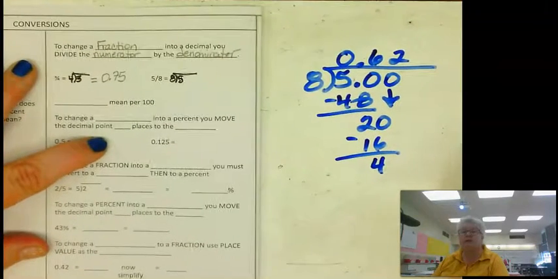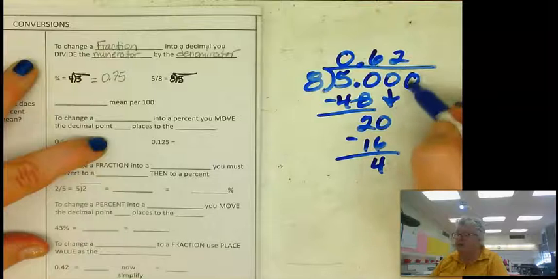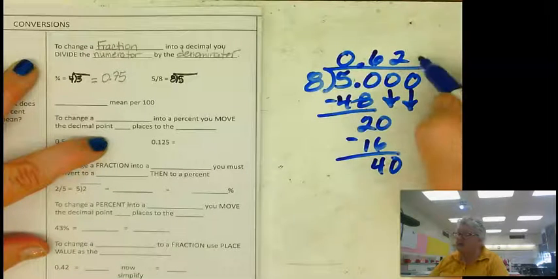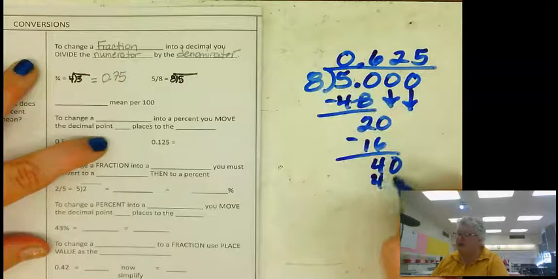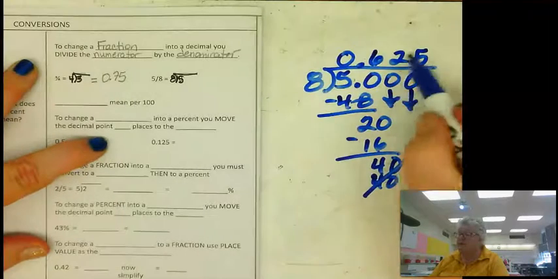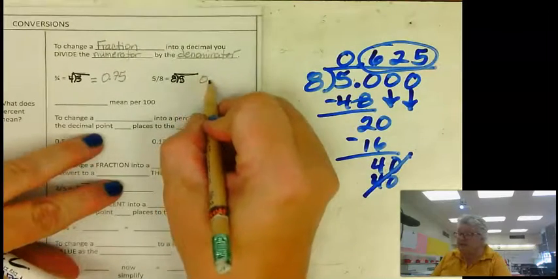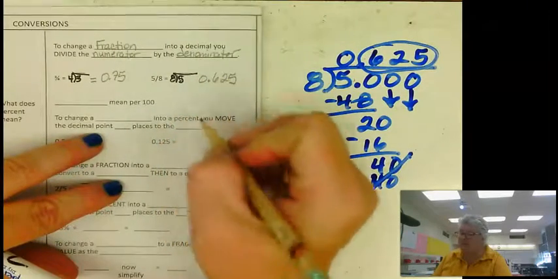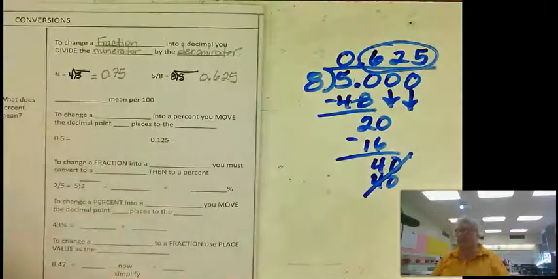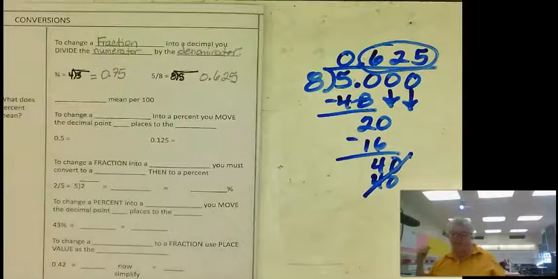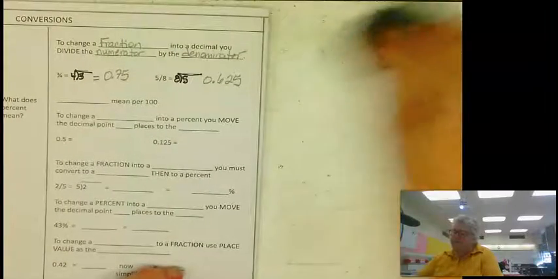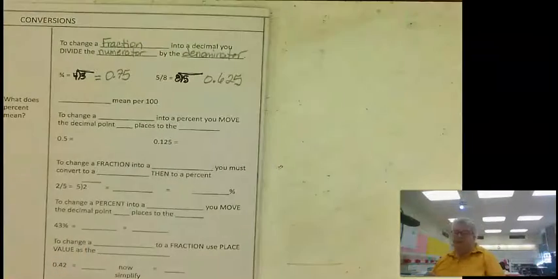Let me move it over just a little bit. And then put another 0, bring it down. 8 goes into 40 5 times. 8 times 5 is 40. Boom! So this is our answer, 0.625 or 625/1000ths. All right? It is just that easy. You're just dividing. And of course, when you have a calculator in front of you, it's even easier. But I just showed you the long way.